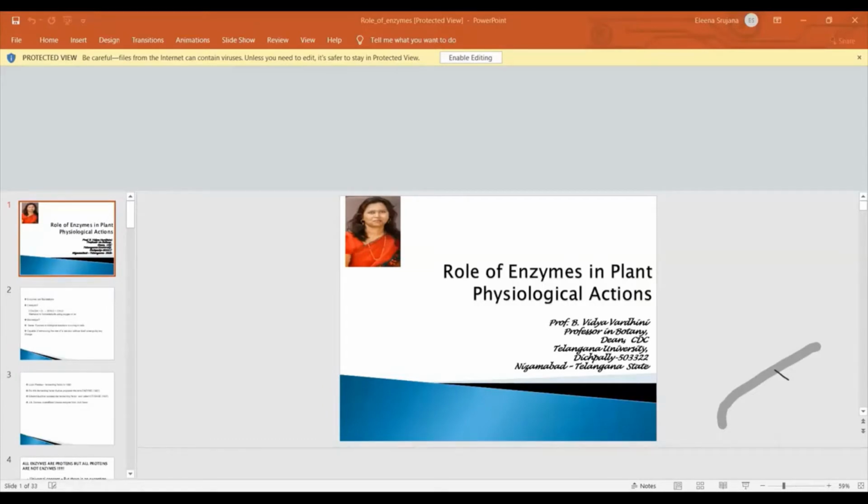In a cell, you have so many components. You know the composition of the cell. If you take a plant cell, we have the chloroplast and the mitochondria, where major reactions occur. In the chloroplast, photosynthesis occurs. In the mitochondria, respiration occurs. When all these reactions are occurring, different compounds are changed into other compounds. This only takes place because of the enzymes.